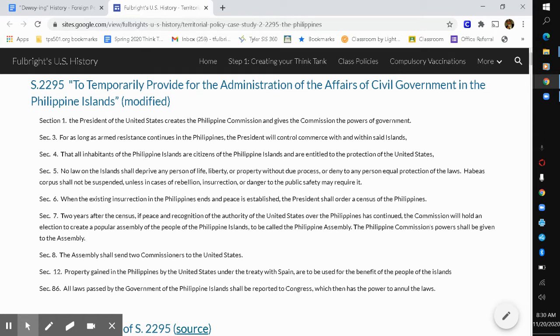Section 5. No law on the island shall deprive any person of life, liberty, or property without due process, or deny to any person equal protection of the laws. So we establish on the Philippines these rights that are important in America: life, liberty, property. However, habeas corpus shall not be suspended unless in cases of rebellion, insurrection, or danger to the public safety might require. So we had said we're going to give these people rights, but we're going to suspend those rights if there's a rebellion, which, as we know, there was.